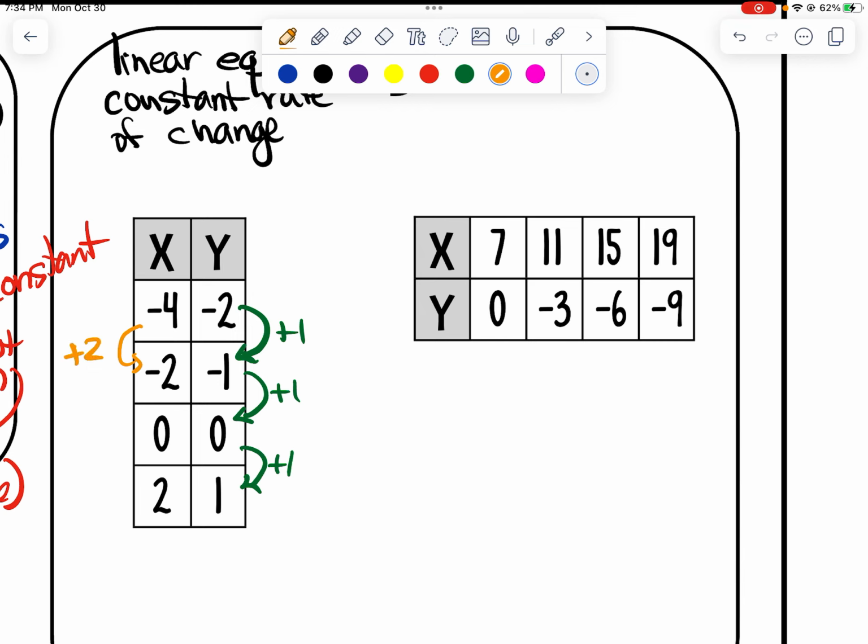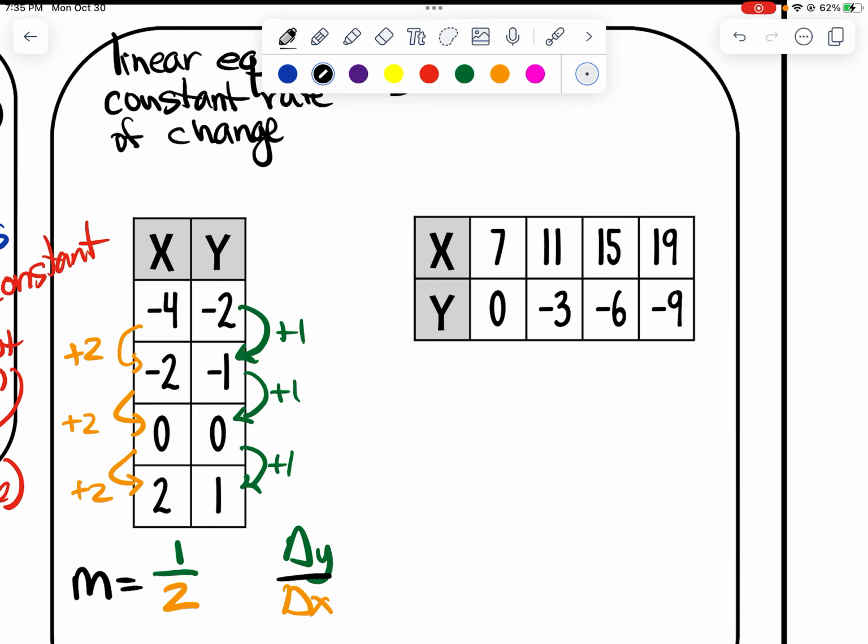So I will show you this. That went up by 2. It went up by 2. It went up by 2. So when I write the slope for this, or the constant rate of change for this, I write 1 over, and then I put 2. So the change in y, I should have written that, I apologize. It's the change in y over the change in x.